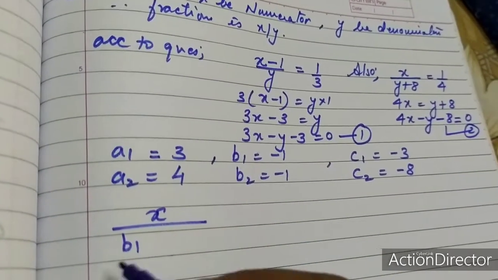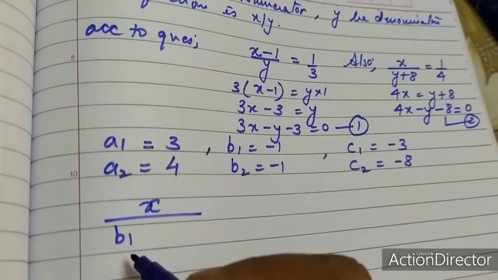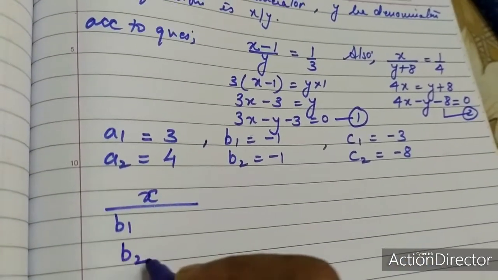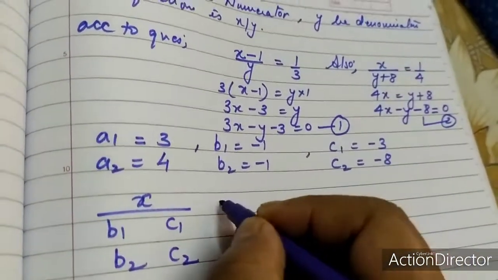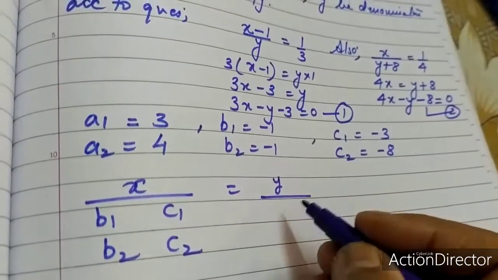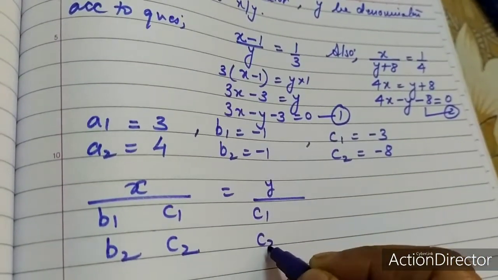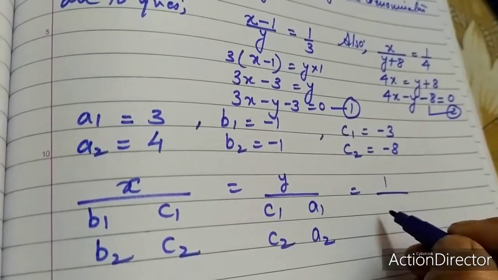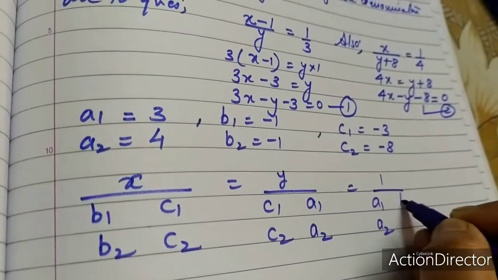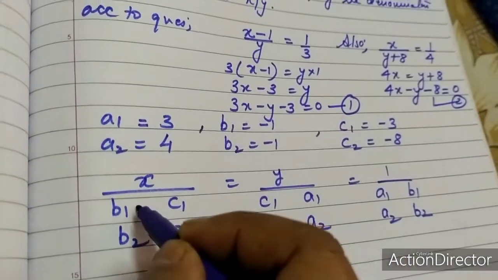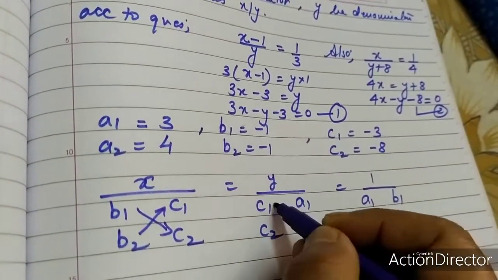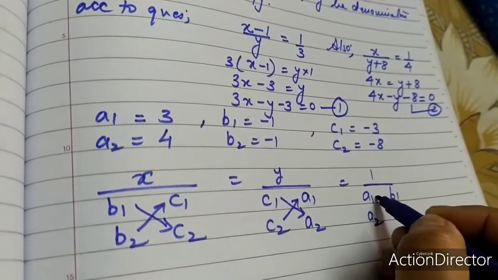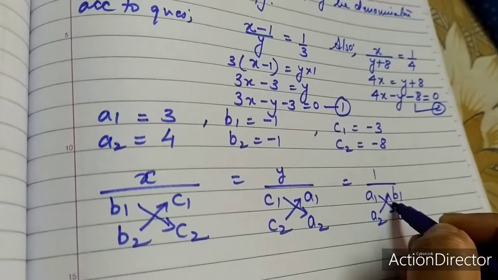For x, we are not supposed to write any part of a. We have to write only b and c. So b1, b2, c1, c2. It is equals to y upon, y के लिए b नहीं लेते हैं तो c1, c2, a1, a2, is equals to 1 में कांस्टेंट में c नहीं लेते हैं तो a1, a2, b1, b2. ये आपको बार बार लिख के याद रखना पड़ेगा. कोई भी कोफिशिएंट को मिसप्लेस नहीं करेंगे आप.